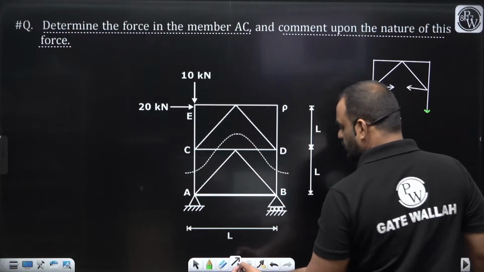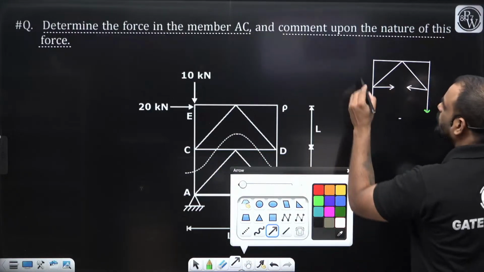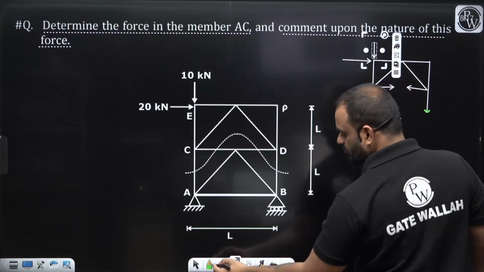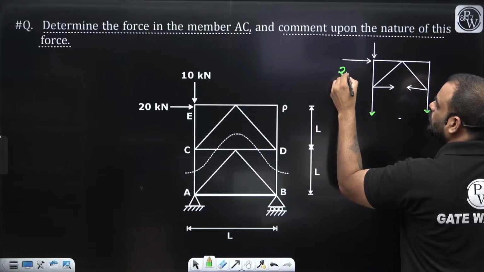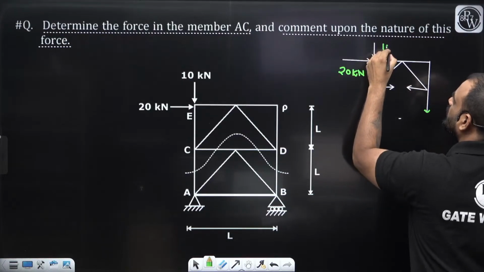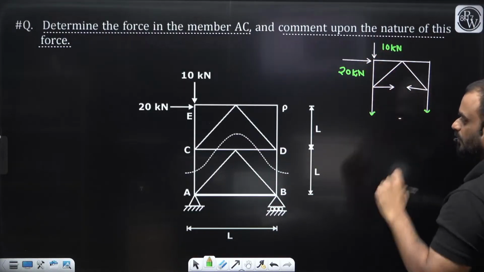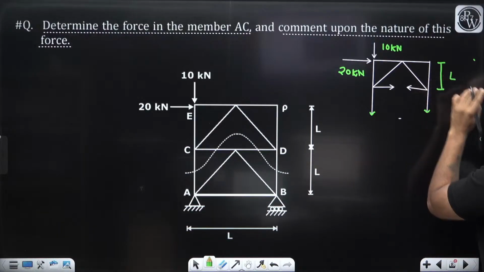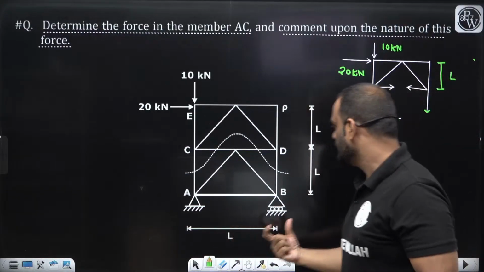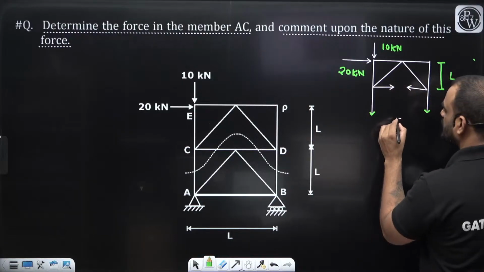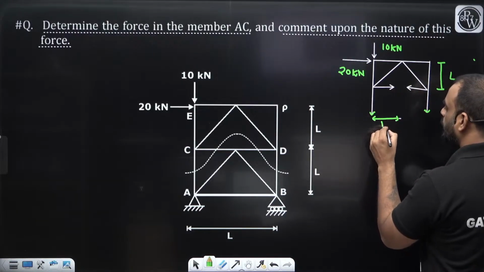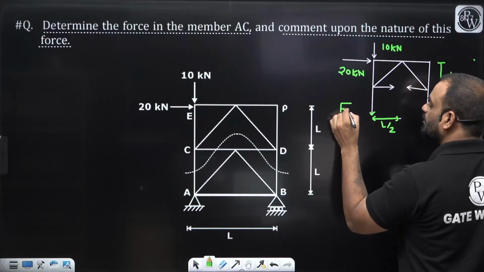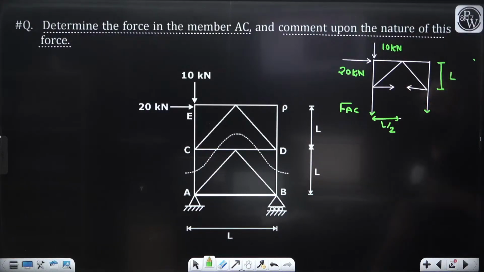Okay, now what we have, basically we have the loads 20 kilonewton and 10 kilonewton. Clear? And this particular length is L, this length is L, and this length is L. So can I write it down guys? This particular length is L by 2, this one is L by 2. Now we need to find out the force in this particular member, which is FAC. Okay, so how can we do it?